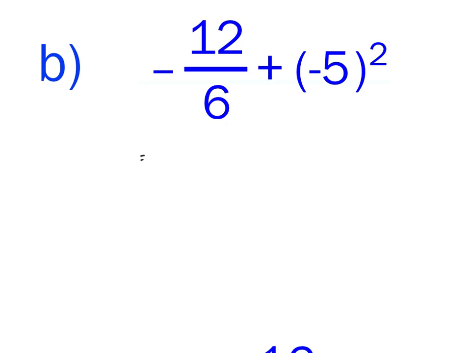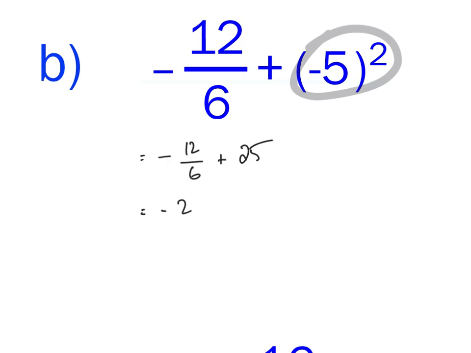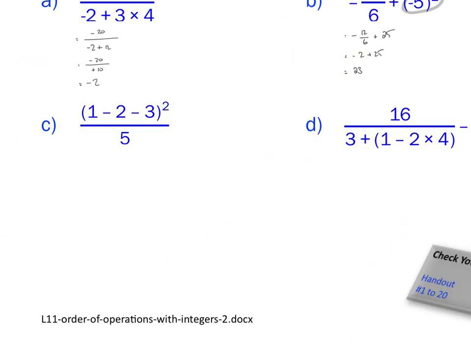So that means that we're going to do this first. Everything else just stays the same for a second. What's -5 squared? +25. We already have a positive sign here, so we can just write 25. Now, what comes next? Division. So -12 divided by 6 is -2. What's -2 plus 25? Fantastic. Awesome.